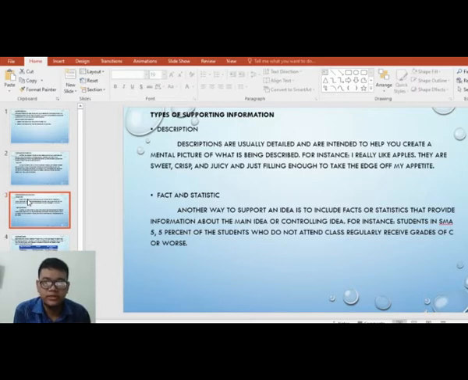And the third one is fact and statistic. Another way to support an idea is to include facts or statistics that provide information about the main idea or controlling idea. For instance, students in SMA 5, 5% of the students who do not attend class regularly receive grades of C or worse. Now remember, I only put three. There are lots and lots of other types. If you want more, search Google. Let's move on to transitions.